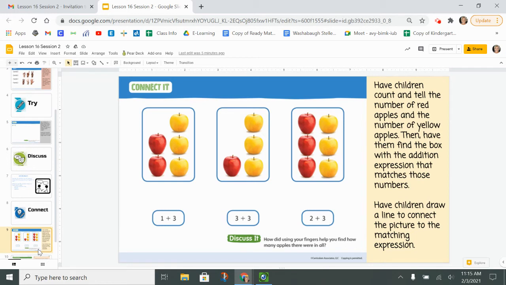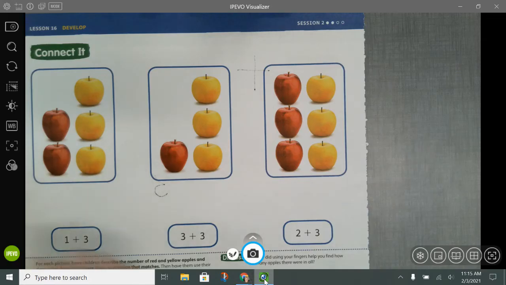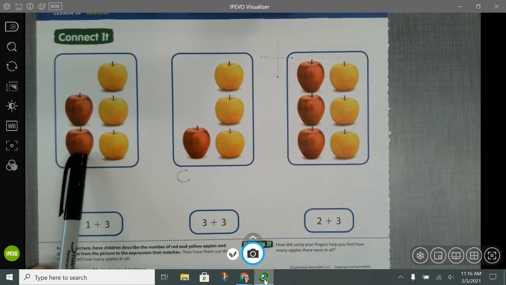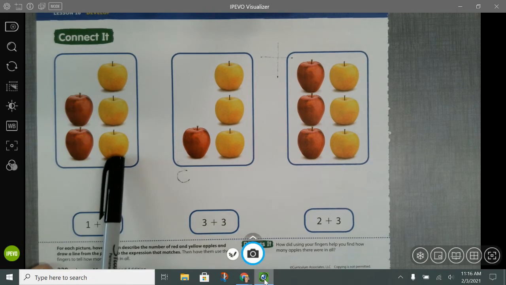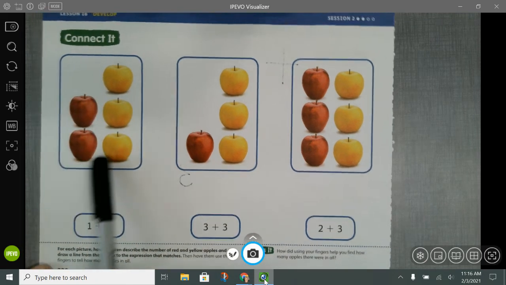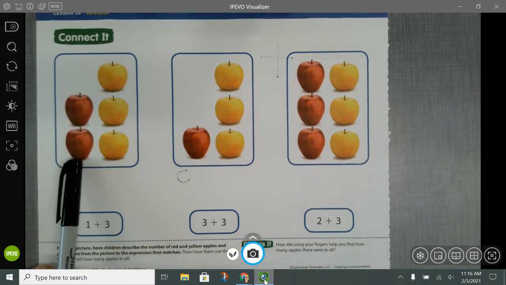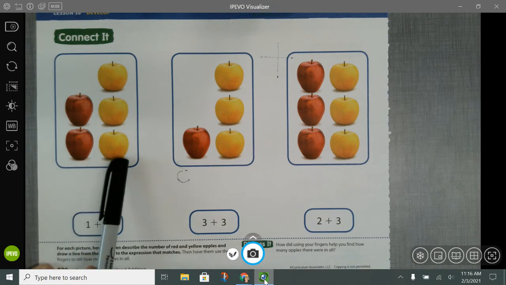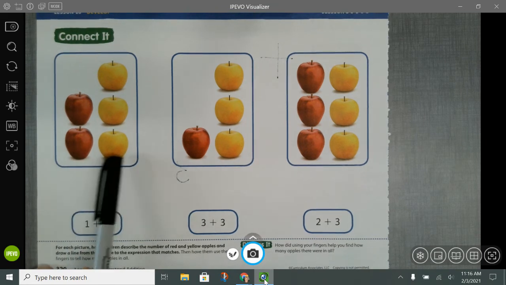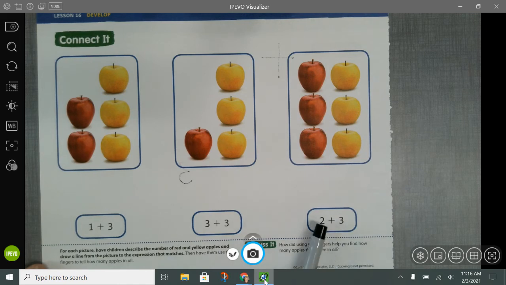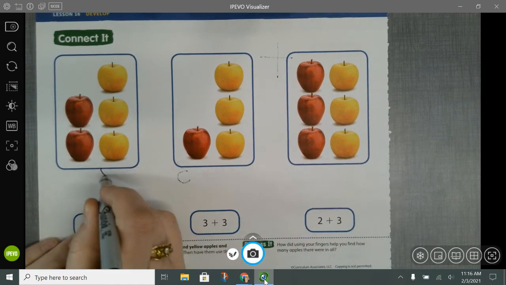320, has apples on it like this. All right, let's check this out. Now, I want you to tell me how many red, good, and how many yellow? Good. So if we said this as an addition problem, we would say 2 plus 3. Yes. So now we want to look down here and figure out which one says 2 plus 3. Yeah. So now draw a line to match them.